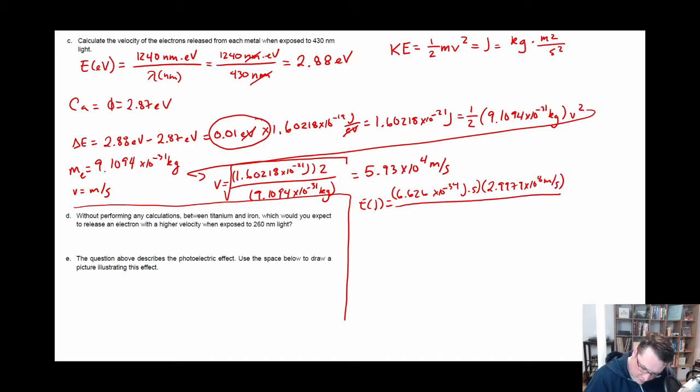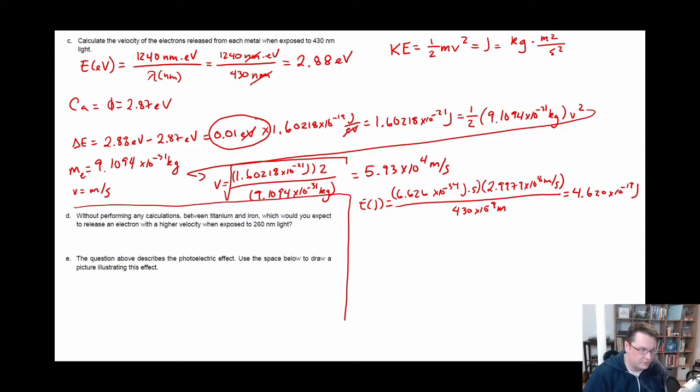And then divide that by the wavelength, and I'll just keep that in meters, so that'll simply be 430 times 10 to the 9th meters, or 430 times 10 to the negative 9th meters. And so that energy is 6.626 times 10 to the negative 34 times 2.9979 times 10 to the 8th, divided by 430 times 10 to the negative 9. That gives us the energy in joules as 4.620 times 10 to the negative 19 joules.